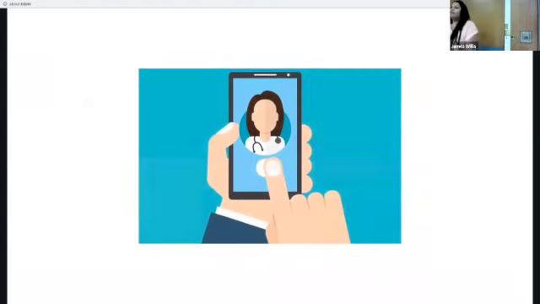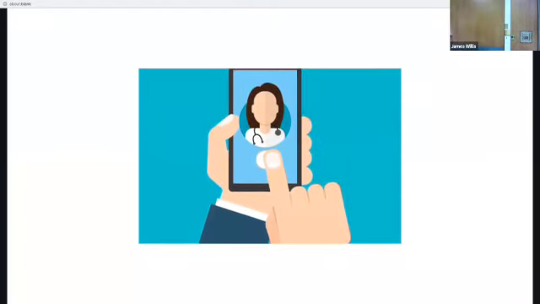So what is telehealth? Does anyone know? You want to throw out some words? Perfect, great. Anyone else? Apps. Great, all great. So the Center of Medicare and Medicaid Services, also known as CMS, defines telehealth as the exchange of medical information from one site to another via electronic communication.